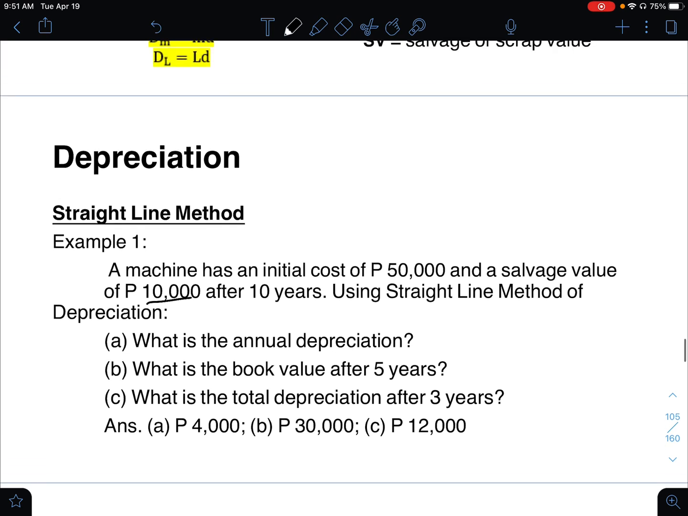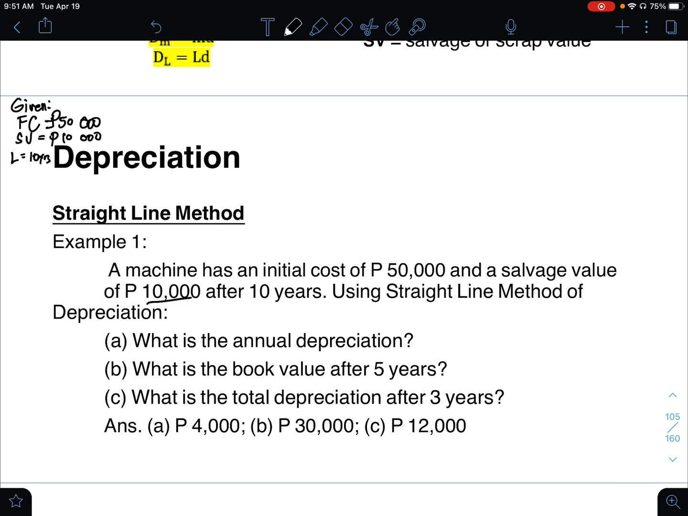So we have this formula earlier in the straight line method in which we have the given. So ang given nato diha natay first cost, which is the 50,000. So given nato, mao gyud yung pinakauna na mag-solve ta. So given is 50,000, which is the first cost. And we also have the salvage value, which is the 10,000. And the L, for the useful life, after 10 years. So mao siya ito ang L. So what is the annual depreciation?